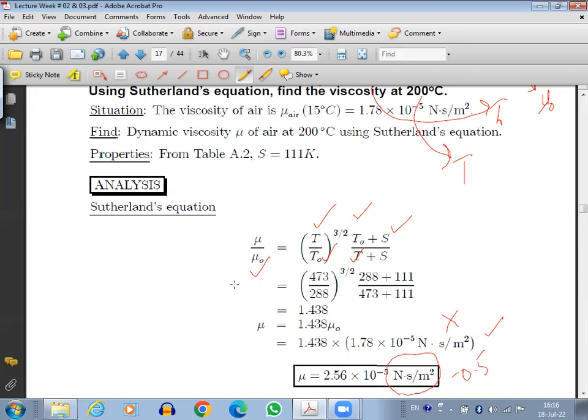Suppose you have a problem that has 5 or 6 steps. In each step, you're going to do the calculation and get an answer for that step. So whenever you get an answer for any step, you should write a unit with it. But during calculation, you don't need to write the unit. So a problem had 6 steps and 6 times you forgot to write the unit. So 0.5 multiplied by 6 becomes 3 marks. So you lose 3 marks even if you did the question correctly.